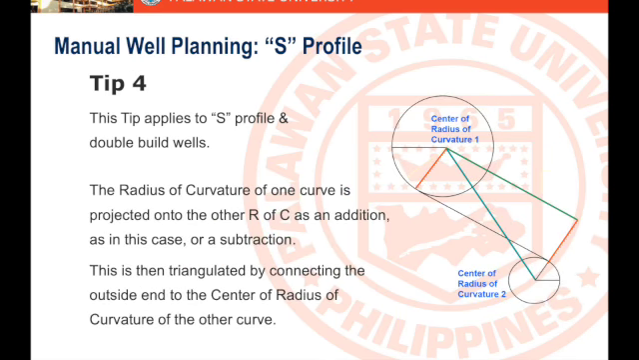So tip 4, still for S profile, the same thing. Draw a straight line from the center of the circle, of the first circle, from your build section, and then to the center of the circle at your drop section, and you can extend this line here, which will be a right triangle. You can form a right triangle if you extend your line from here to there.